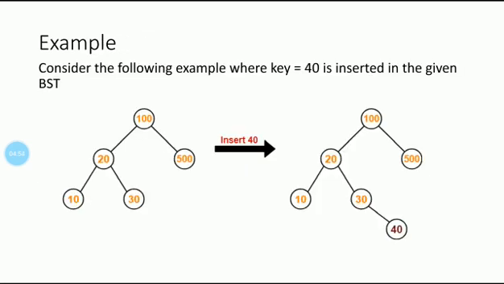For example, we are trying to insert the key 40 into the existing binary search tree. So comparison takes place between 40 and 100.